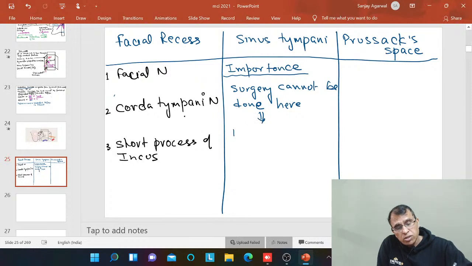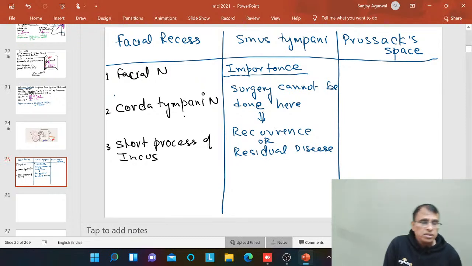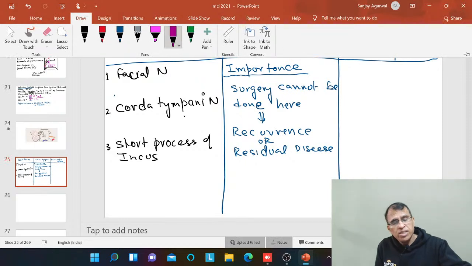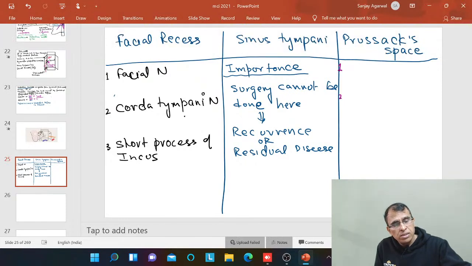What is it called? It's called recurrence of disease, sometimes called residual disease. So if they ask you which part of the middle ear the recurrence or residual disease is very common, you know the answer. The part of the ear where recurrence and residual disease is common is the sinus tympani. Remember that, very very important. In one you need the boundary, in another the importance. In the third, both. You have to know boundary as well as importance.